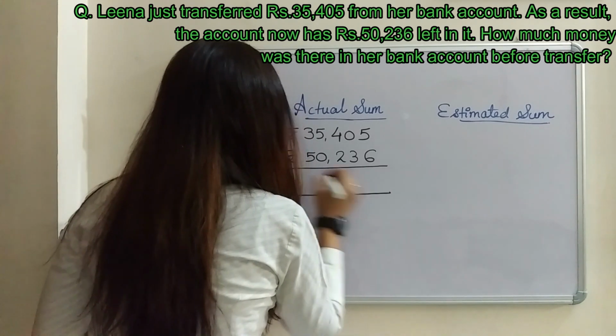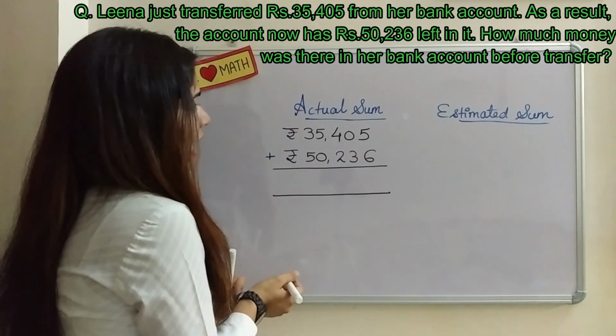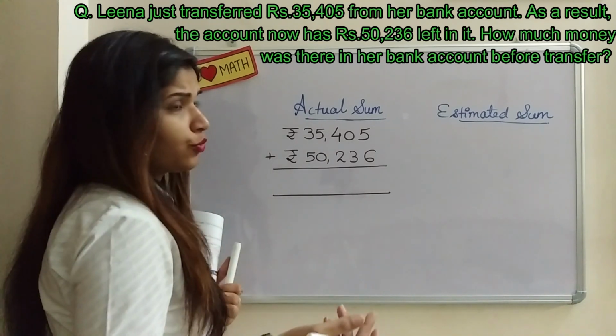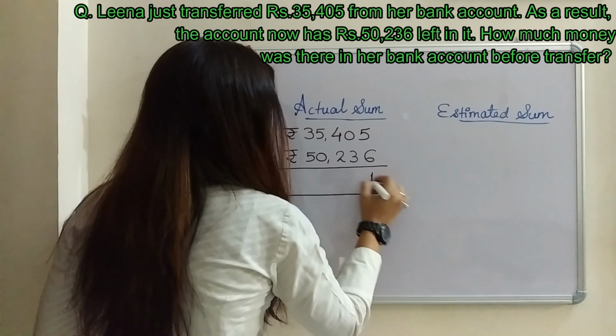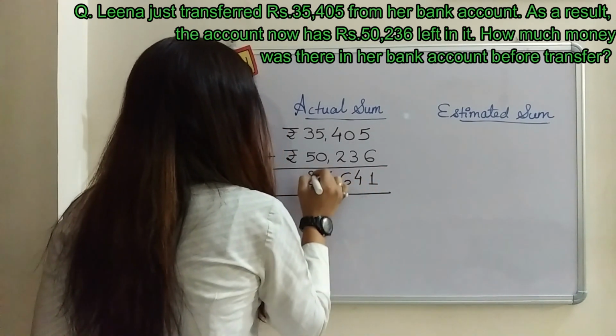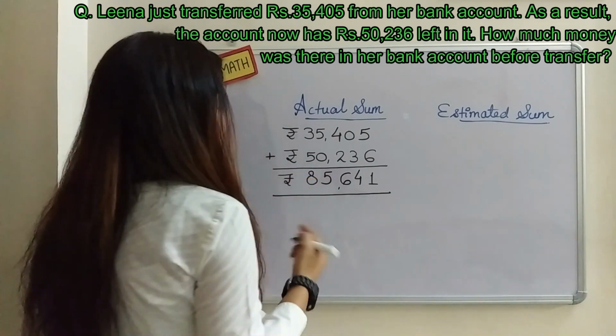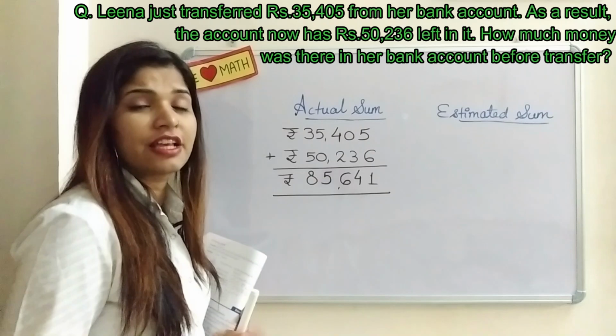Now we need to find out what is the actual sum, that means what the amount actually was. So we need to do the addition. So we will do an addition. 1 4 6 5 8. The actual amount was 85,641, but sometimes it happens somebody asks roughly, just give the idea.